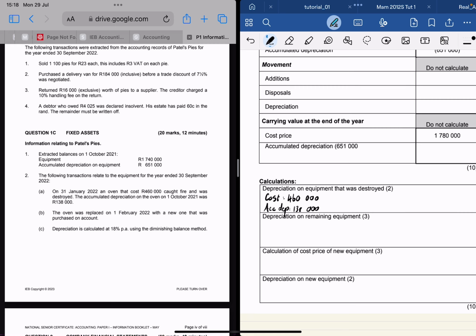But what don't we have? We don't have how they depreciate. Let's go back to our information booklet and see if they say anything there.